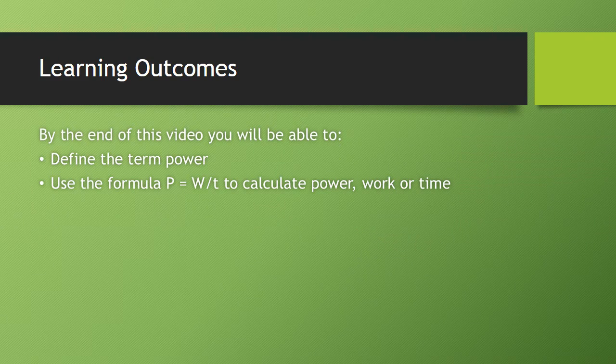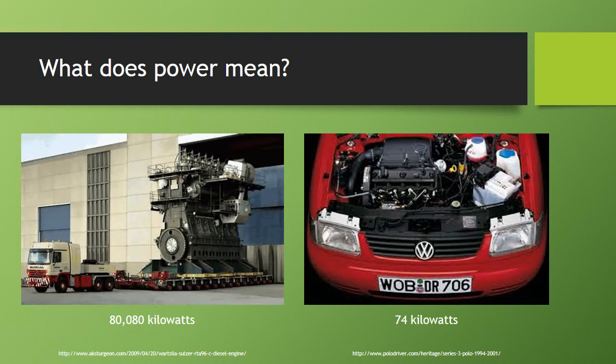By the end of this video, you'll be able to define the term power and use the formula power equals work divided by time to calculate power, work, or time. So what does power actually mean in terms of physics? Because it's one of those words we use in everyday life but doesn't necessarily match up with the physics definition.